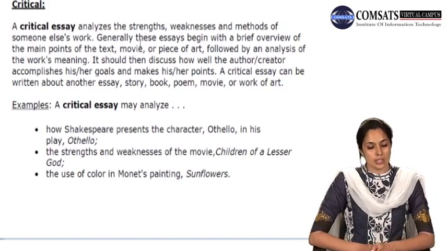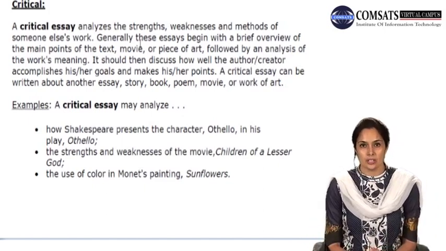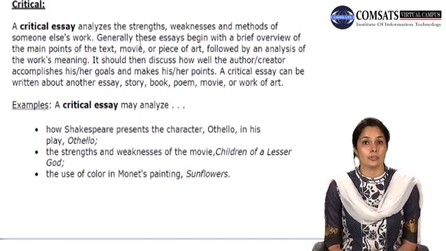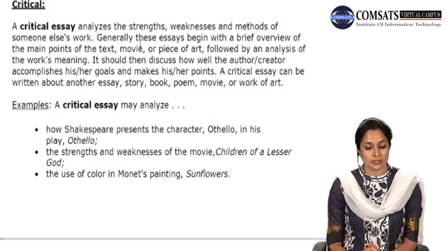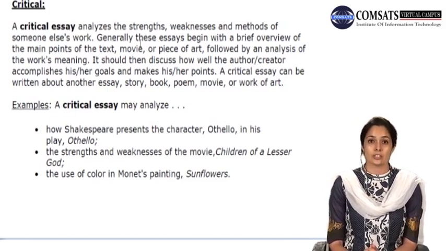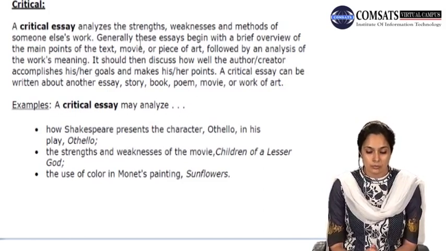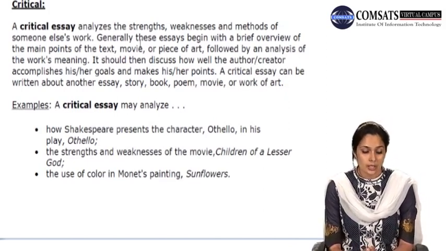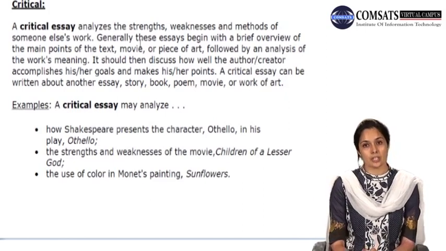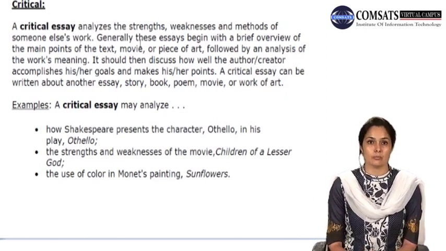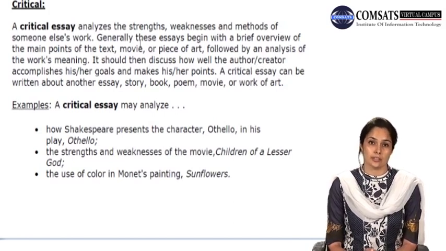Now, these essays are usually written by experts. A literature student or a literary critic can write about Shakespeare's character Othello in his tragedy Othello. The strengths and weaknesses of the movie Children of a Lesser God can also be written by someone who understands the technicalities of movies or who has watched the movie. And analyzing a painting critically, like the use of color in Monet's painting, is also supposed to be done by an artist or an art critic.